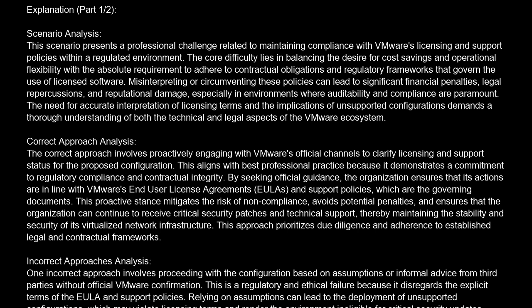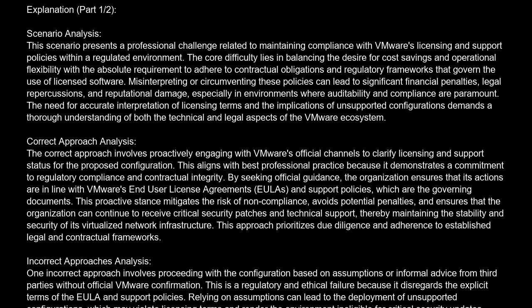By seeking official guidance, the organization ensures that its actions are in line with VMware's End-User License Agreements (EULA) and support policies, which are the governing documents. This proactive stance mitigates the risk of non-compliance, avoids potential penalties, and ensures that the organization can continue to receive critical security patches and technical support, thereby maintaining the stability and security of its virtualized network infrastructure. This approach prioritizes due diligence and adherence to established legal and contractual frameworks.